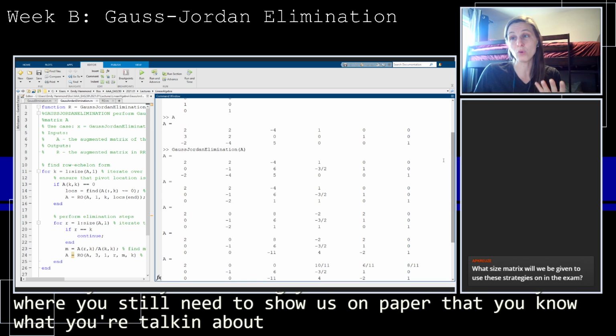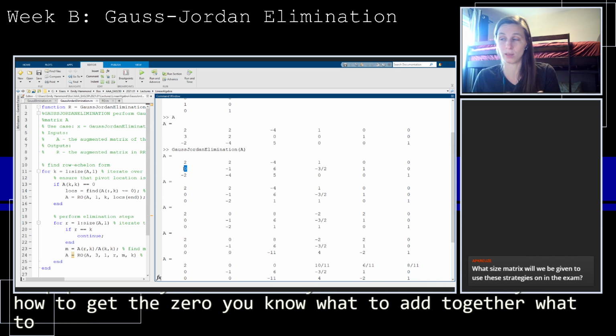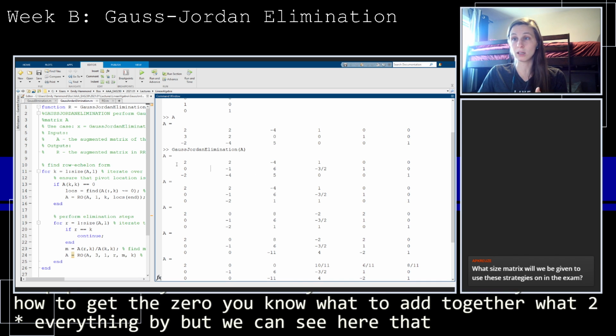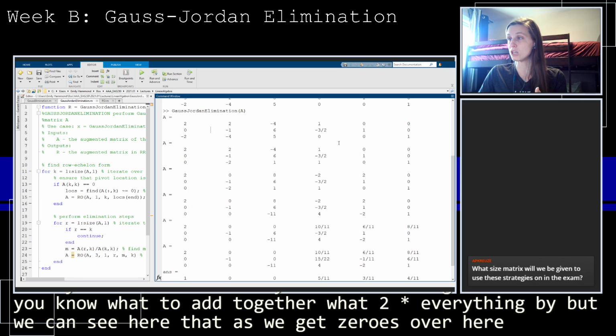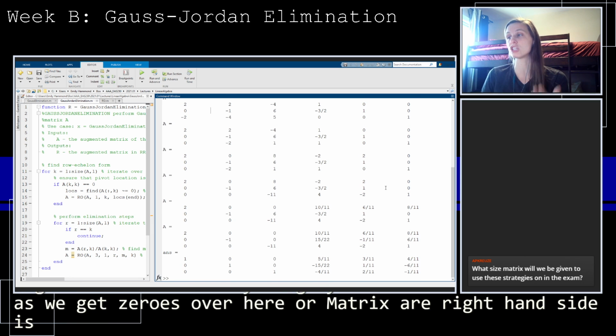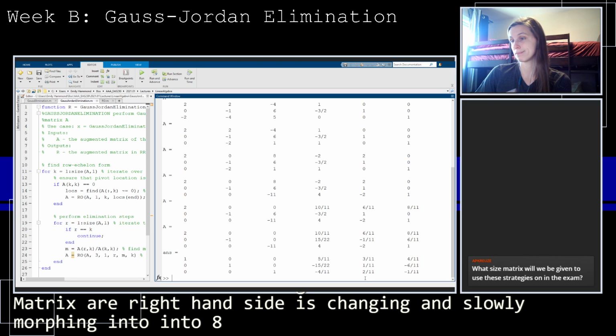You know how to get this zero. You know what to add together, what to multiply everything by. But we can see here that as we get zeros over here, our right-hand side is changing and slowly morphing into A inverse.